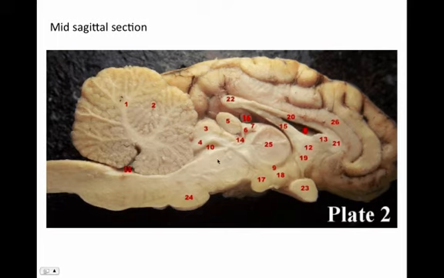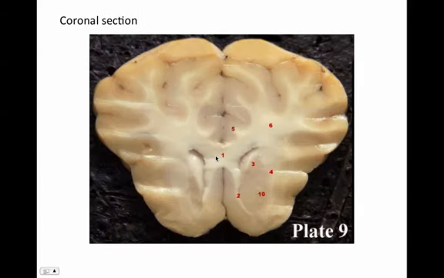Let's move on to our next view. Now this is our coronal section. In our coronal section, now I can clearly see that the gray matter is on the outside of the brain where it can get exposure to the cerebrospinal fluid. Name this area: cerebral cortex.